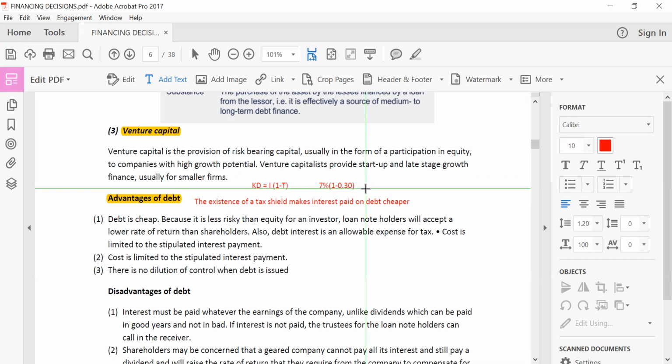So at the end of the day, instead of paying that 7%, I will now end up paying 4.9%. So in a tax environment, which a lot of countries tend to have, instead of paying the 7% on the debts you go for, you end up paying 4.9 instead.